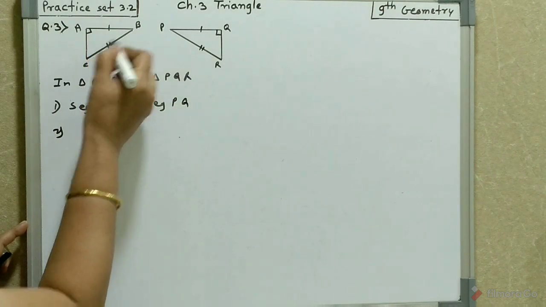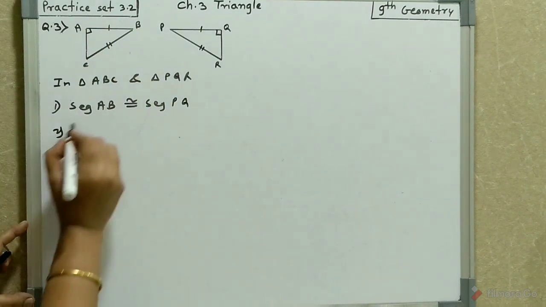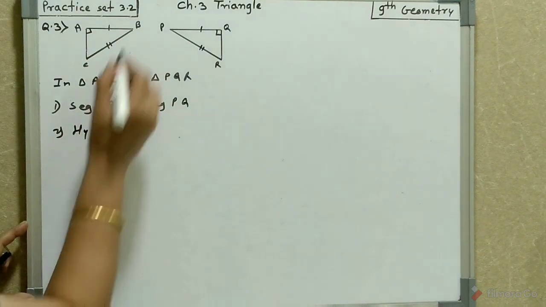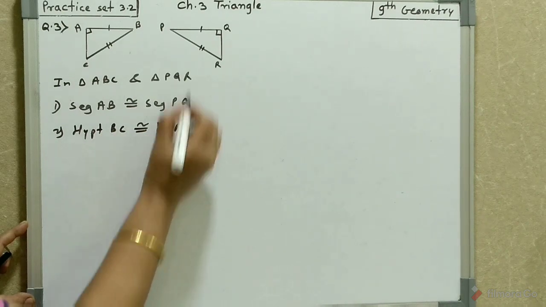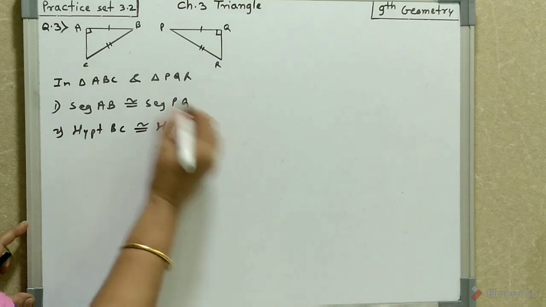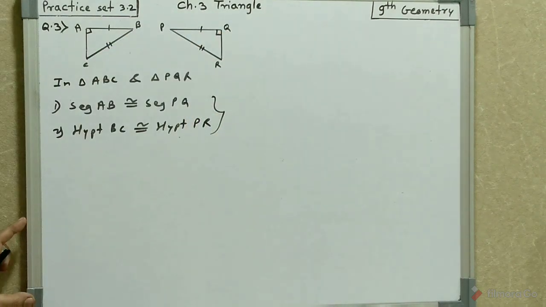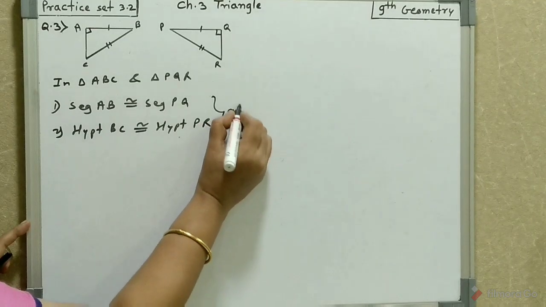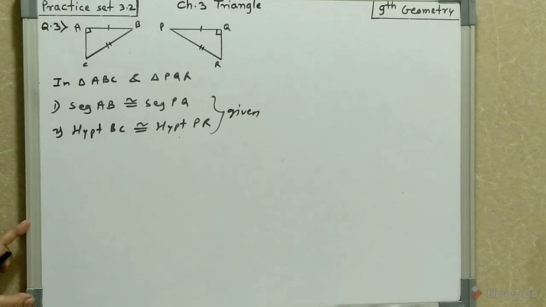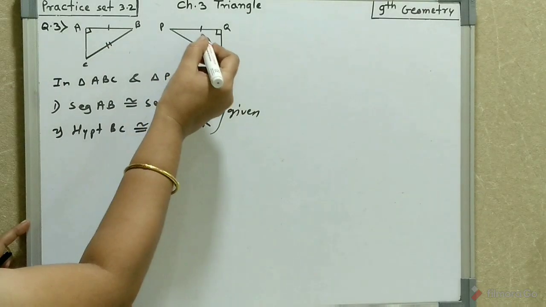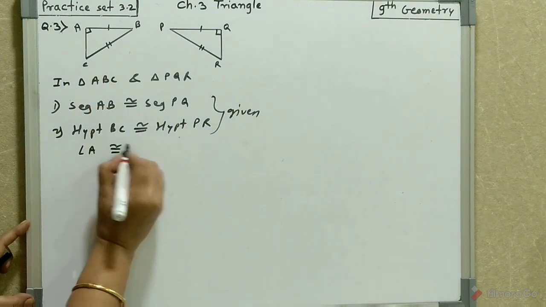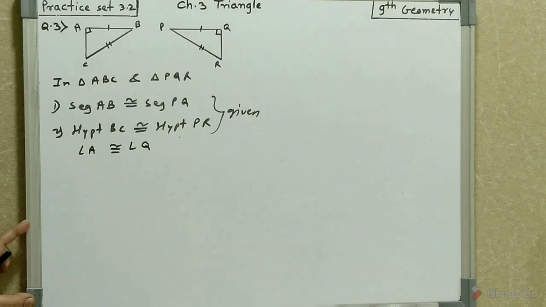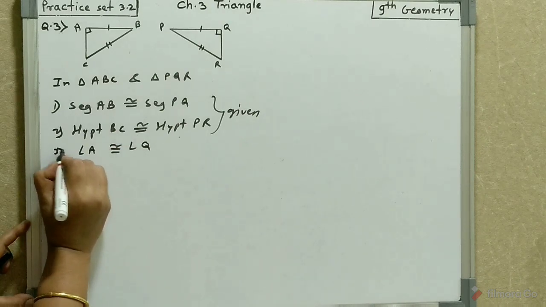This is a right angle, so the opposite side is a hypotenuse. So I write here hypotenuse BC congruent to hypotenuse PR. Here also a right angle. This is shown in your diagram, so this is the given. Now the next one, that is angle A congruent to angle Q. This is also shown in our figure, so this is the given. Therefore, this is the third statement.